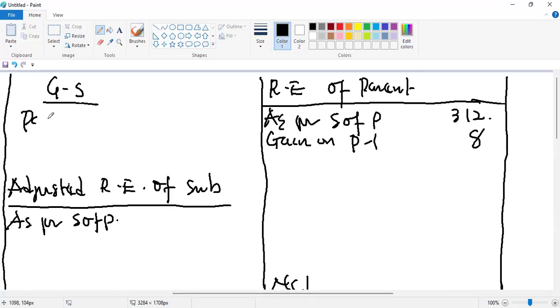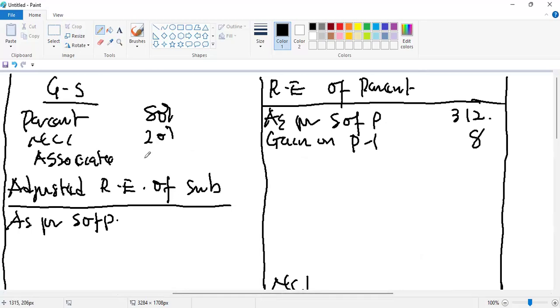Parent 80%, NCI 20%, associate 25%. As per SOFP, what was the retained earnings of the subsidiary? 168.